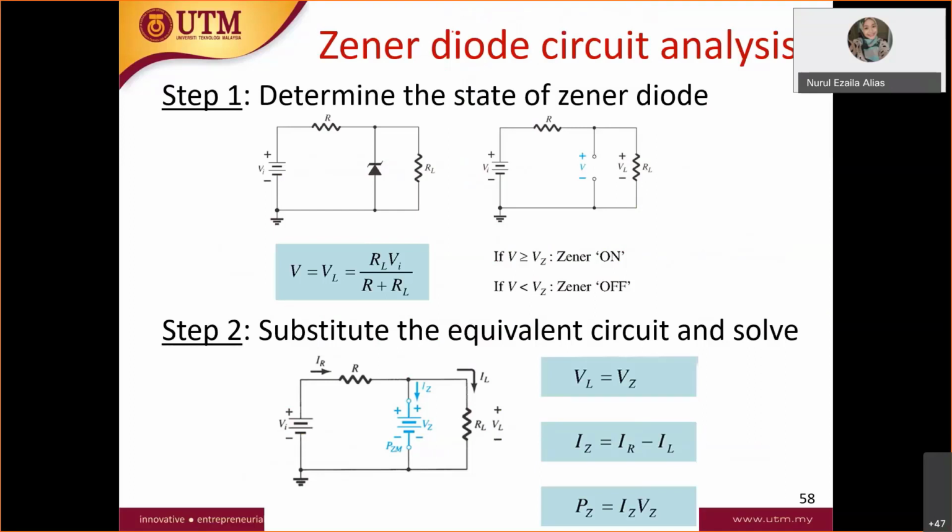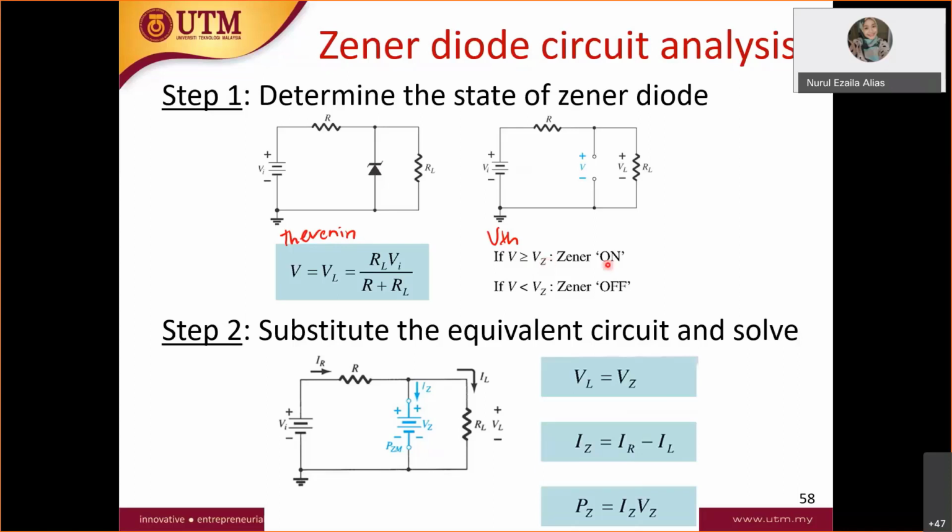Thevenin, just now where you have done this. If your V Thevenin, VTH, is greater or equal, it will be on. For example, if it is on, then the voltage drop across this Zener diode, if you calculate and you get that V Thevenin is greater or equal, then you say the Zener is on.